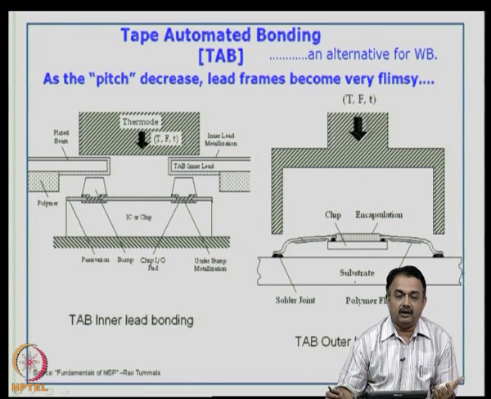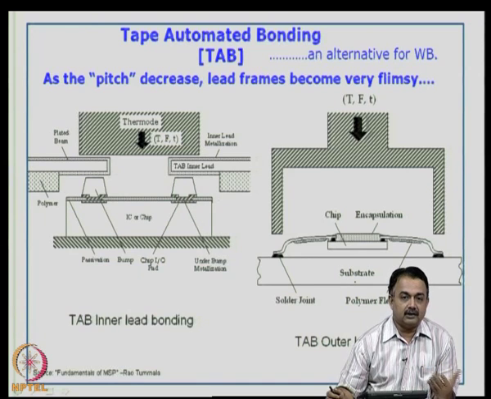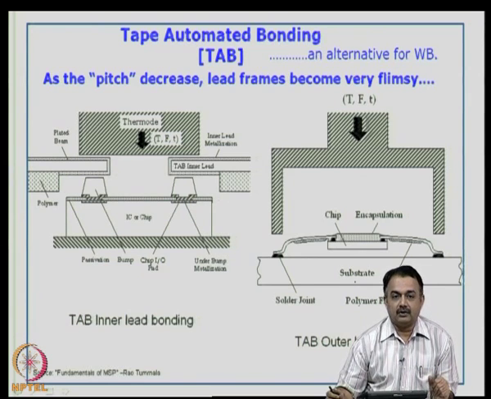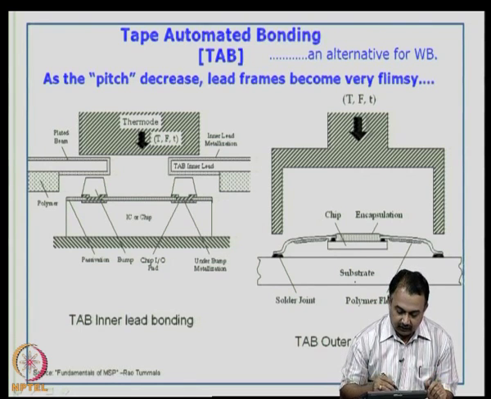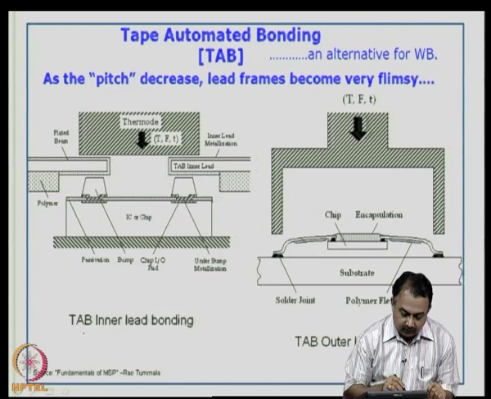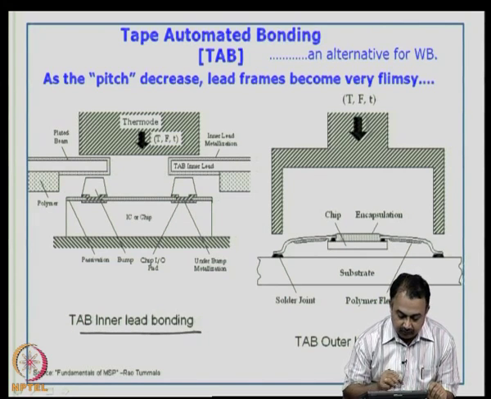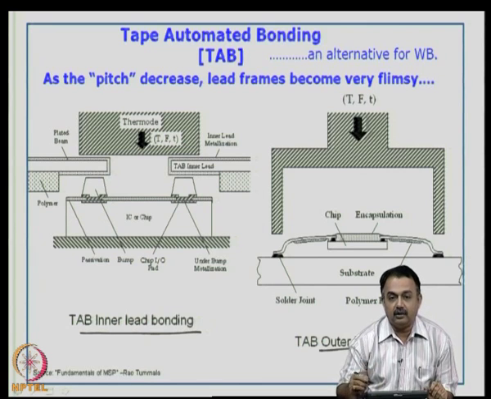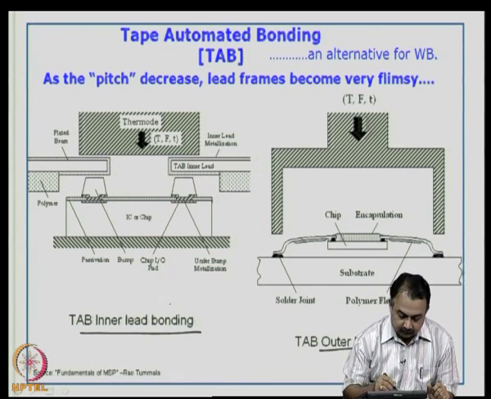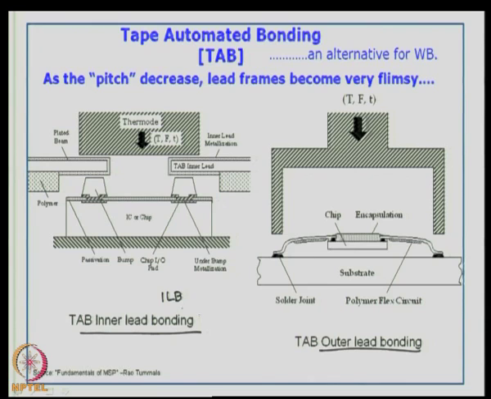So, it can be that in a particular design you will have 48 lead frames or 60 lead frames, or sometimes even very few, about 16 lead frames. So, that depends on the design. So, in tape automated bonding you will encounter two types of bonding. One is known as the inner lead bonding, the other is the outer lead bonding, ILB and OLB. What is inner lead bonding?